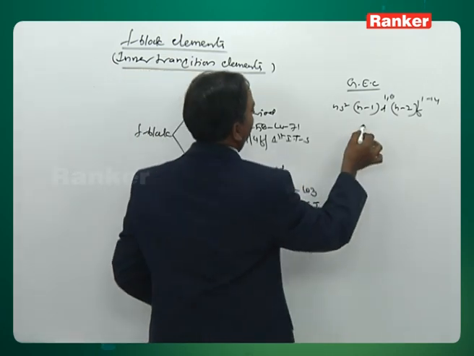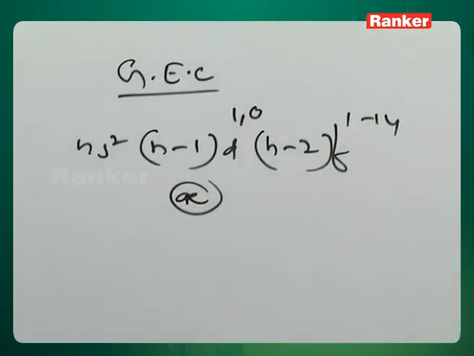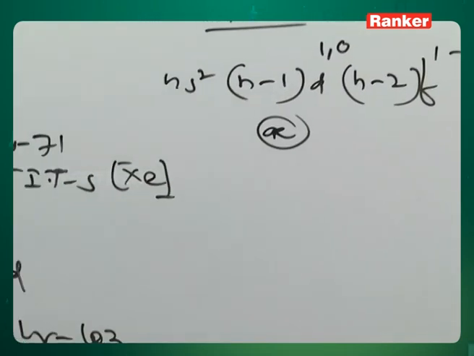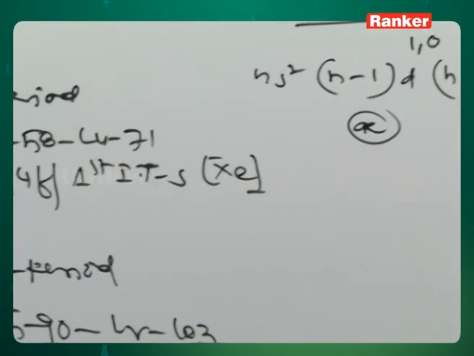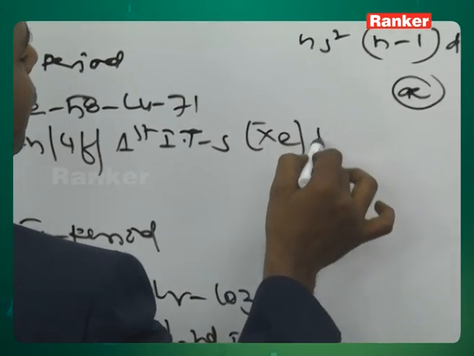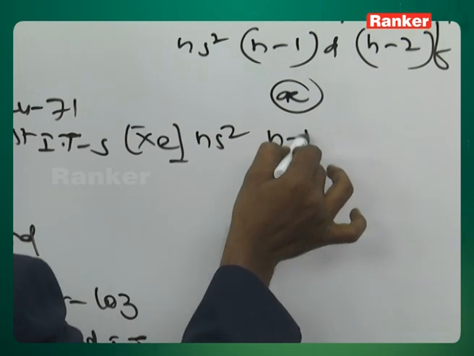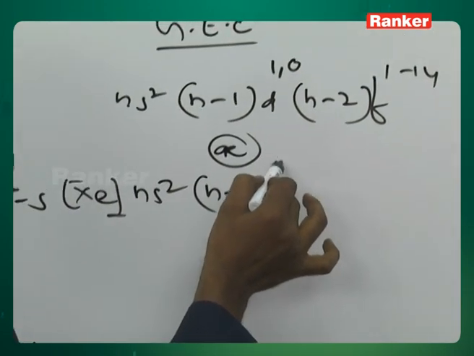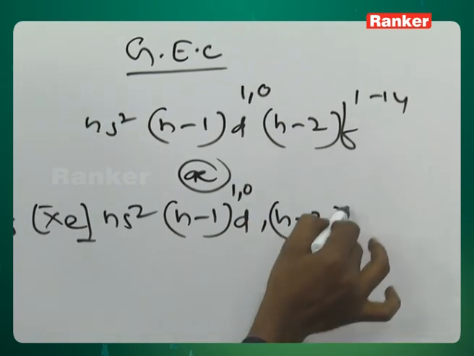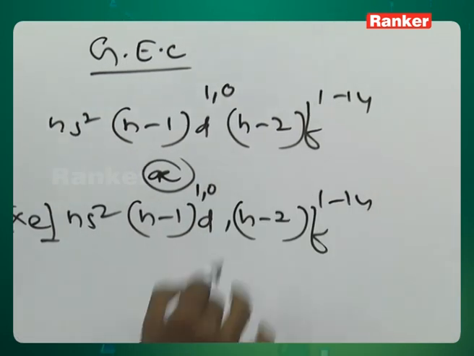The same configuration can also be represented in a different way by using xenon. Why are we writing xenon? After xenon, atomic number 54, you get 55 and 56, followed by the lanthanides. Therefore we can write xenon ns2 (n-1)d0-1 (n-2)f1-14.